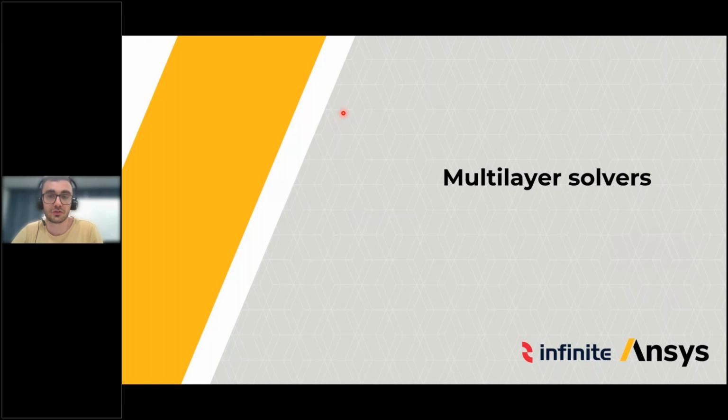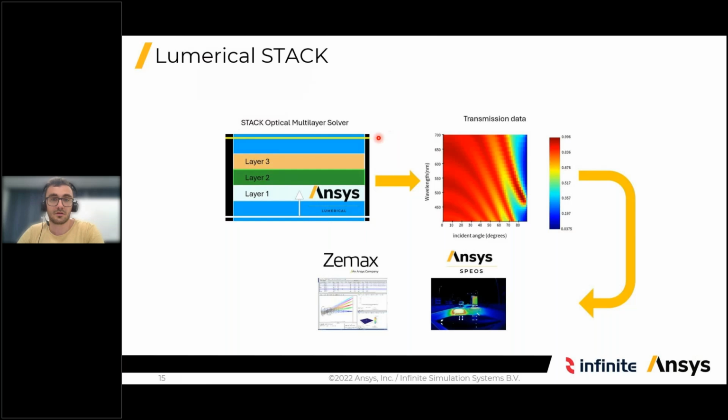Next, I'm going to show you some multi-layer solvers in Lumerical. So let's suppose you have a multi-layer like a coating, maybe on a lens, for example. You can simulate that with the stack solver of Lumerical. So theoretically you could also do it with FDTD, but the stack solver is much faster and easier to work with in this case.